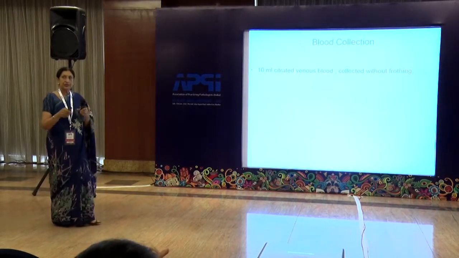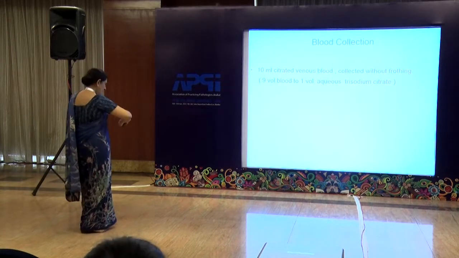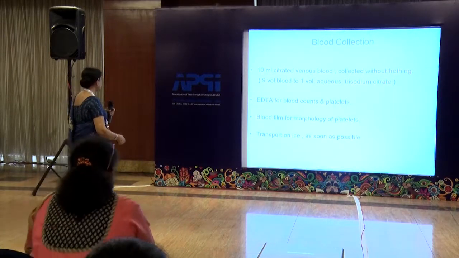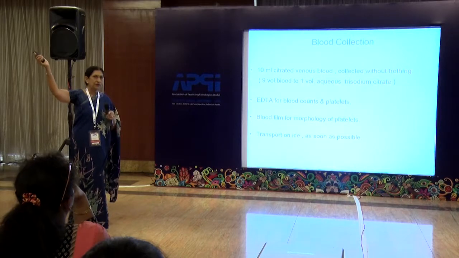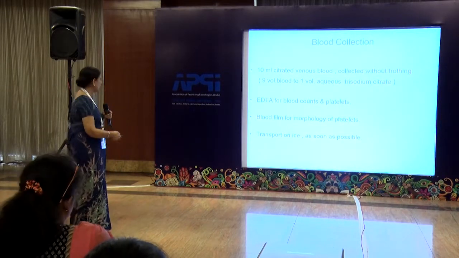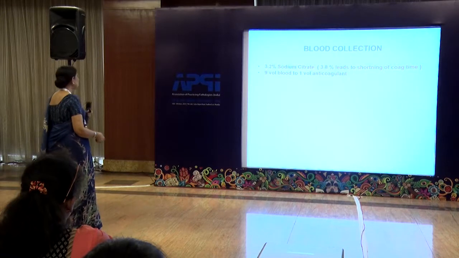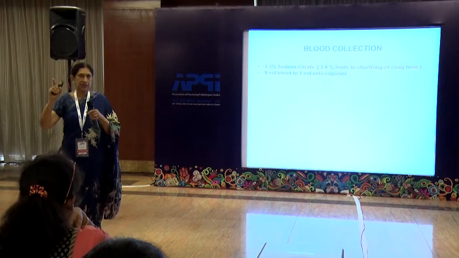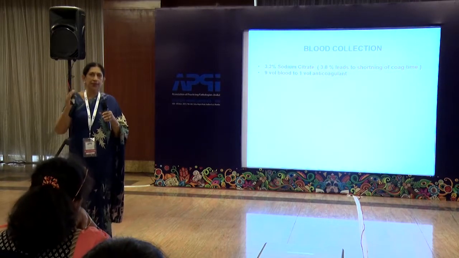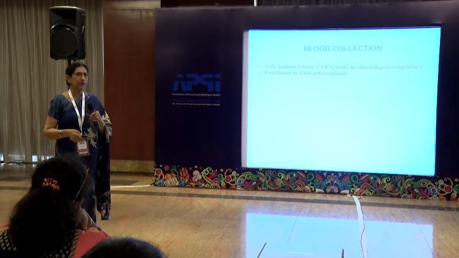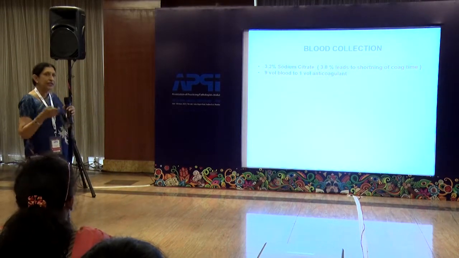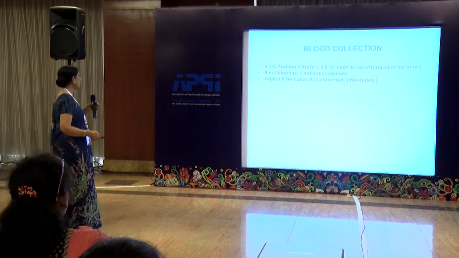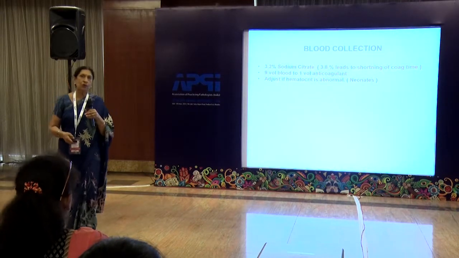We all know how it is to be collected. 10 ml of citrated plasma to be collected, 9:1. EDTA for counts and morphology. Transport on ice if you are sending from one lab to your main hemat lab in your hospital. 3.2% is recommended. Please follow the manufacturer's instructions. If they tell you to collect your blood in 3.8% citrate, please collect in 3.8%. But most of the reagents that are given, they tell you how to collect. 9:1, adjust the hematocrit if it is abnormal.